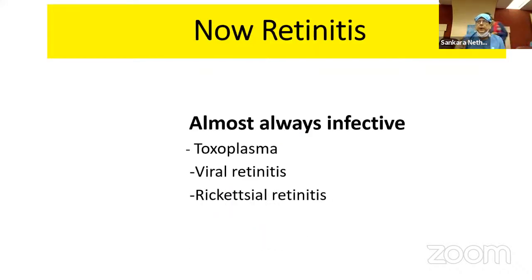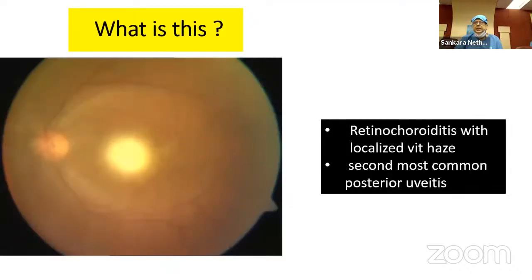So now a few words about retinitis. It's almost always infective. It could be toxoplasma, viral retinitis, rickettsial retinitis. Here is an example of toxoplasmic retinochoroiditis. It's a localized vitreous haze you will be seeing, and this appears as a headlight in the fog, which is the classic appearance. It's the second most common cause of posterior uveitis in India.